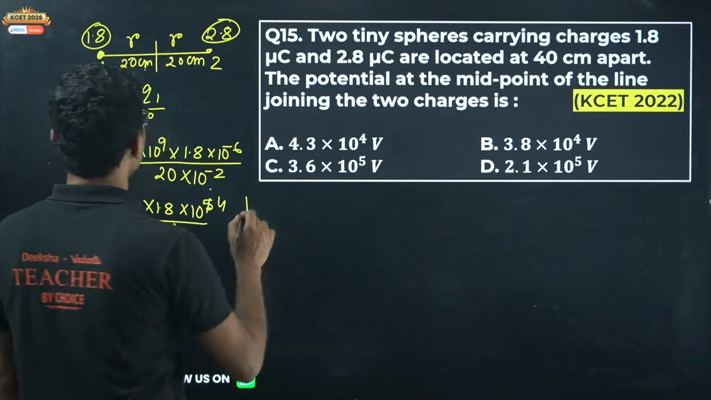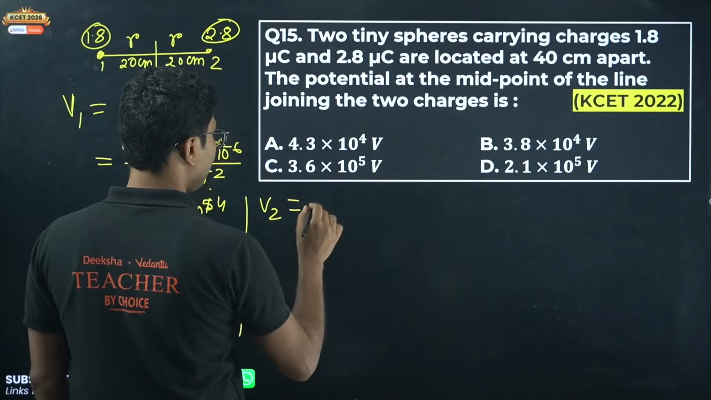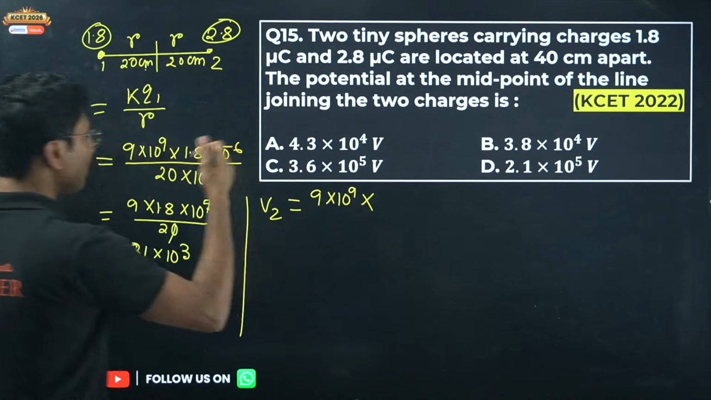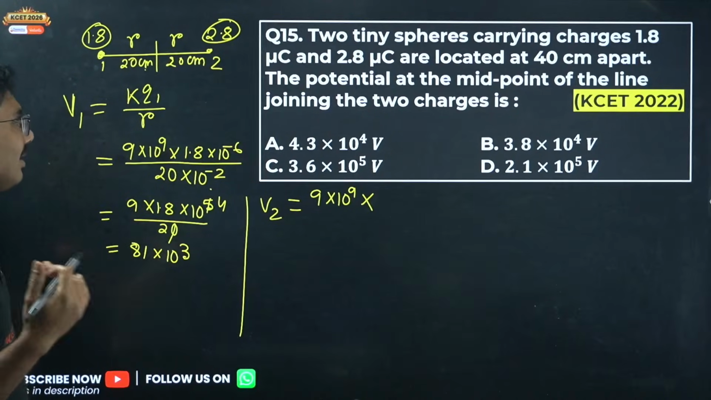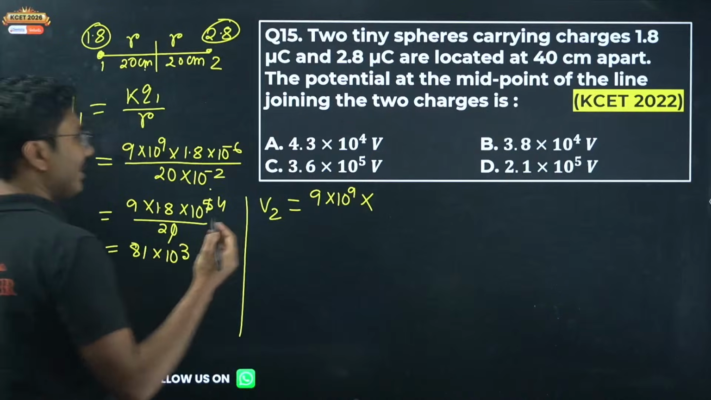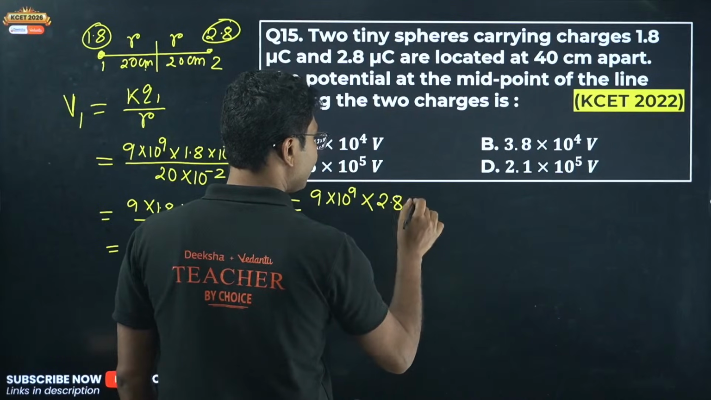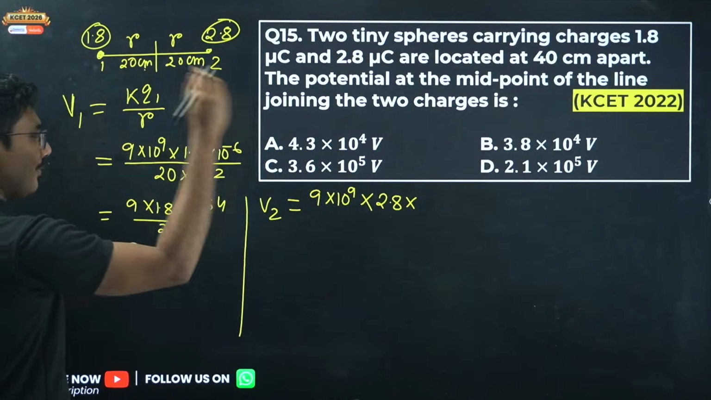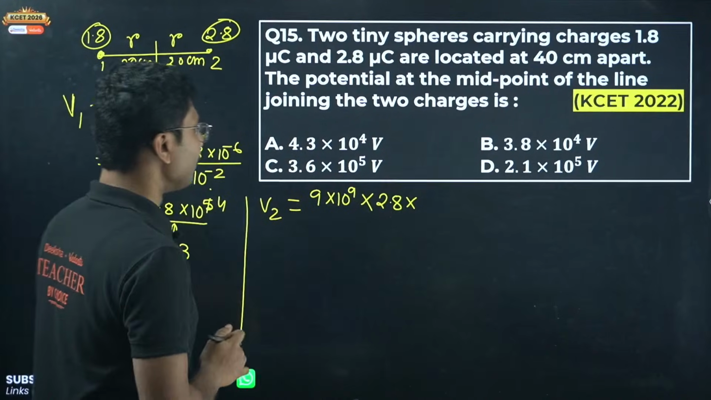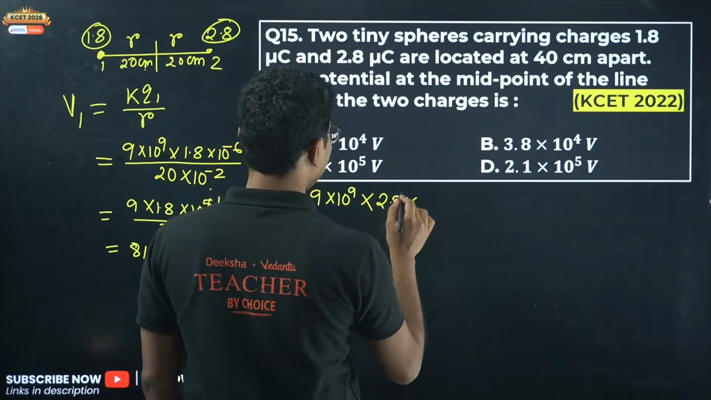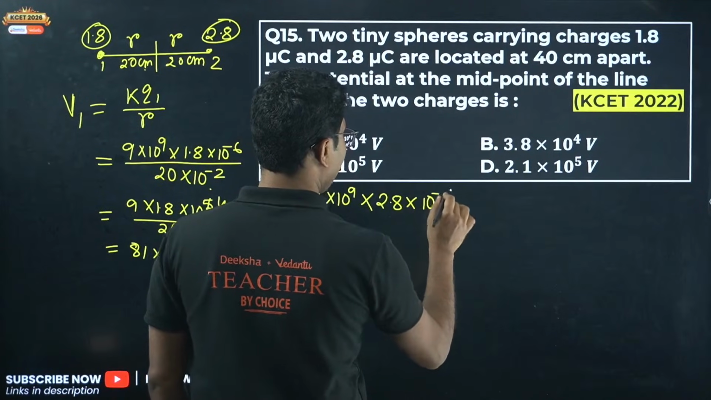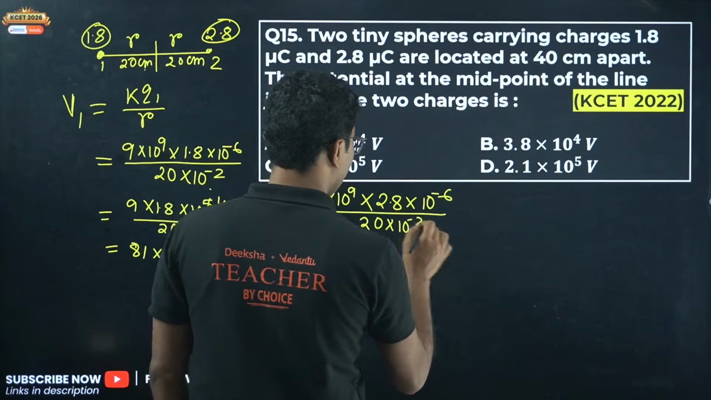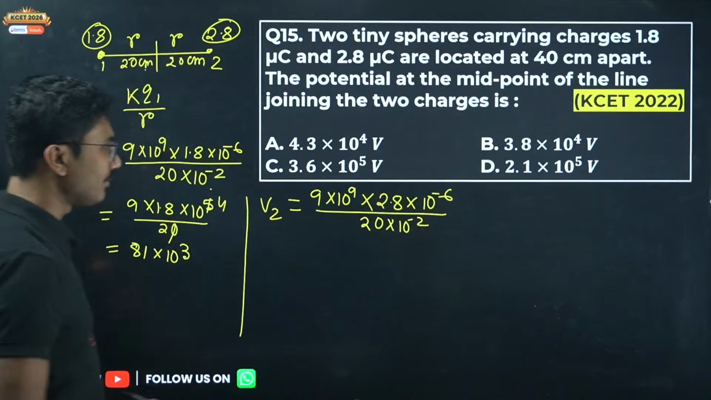Potential due to 2, V2 equals 9 into 10 to the power of... So write directly, do not write the formula. You have to start writing the calculations directly. Avoid writing the formula, then only you will be able to save some time. This formula should be in your mind. When writing, you should directly write the values. So 9 into 10 to the power of 9, 2.8 into 10 to the power of minus 6 divided by 20 into 10 to the power of minus 2.